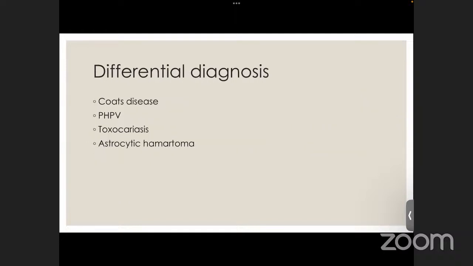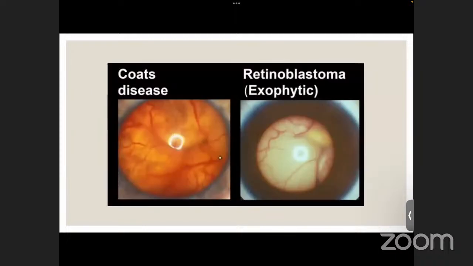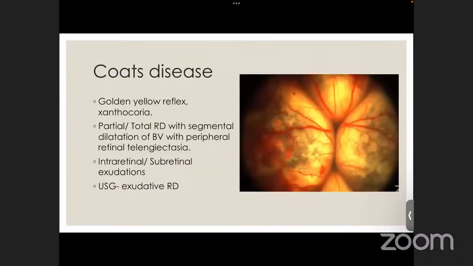Coming to the differential diagnosis, there are 4 conditions whose lesions simulate the retinoblastoma lesion. First is Coats disease. In Coats disease, rather than leukocoria, as you can see in the first picture, you will see the golden yellow reflex that is known as xanthocoria.